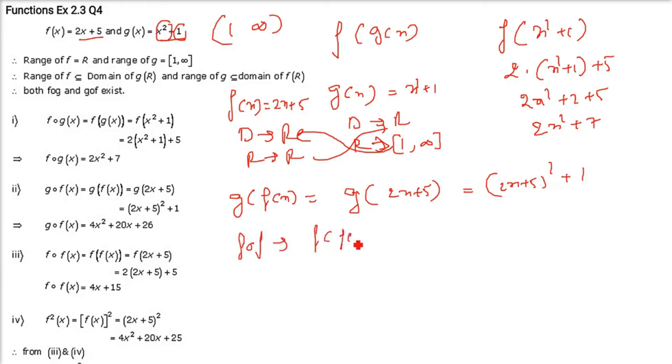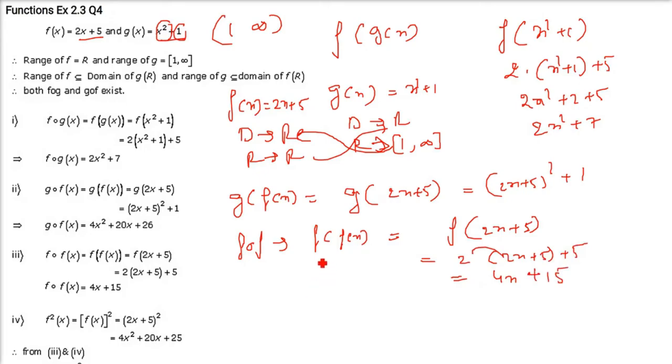Now f of f of x. So just put f of x inside f of x. That is 2x plus 5 in the place of x in 2x plus 5. So you get 2 into (2x plus 5) plus 5. So 4x plus 10 plus 5, which is 4x plus 15 you will get.